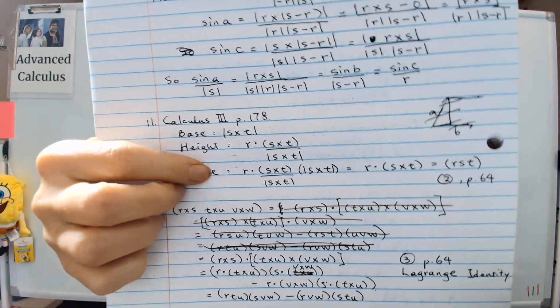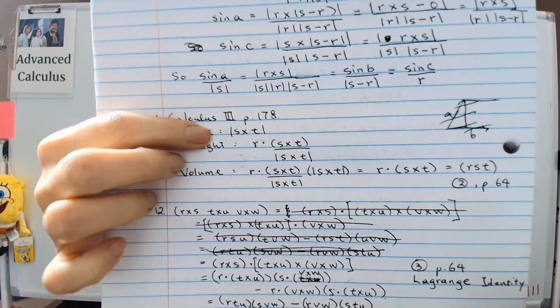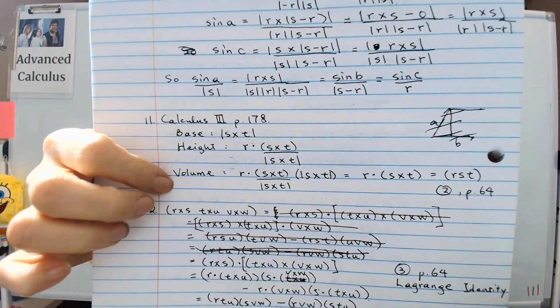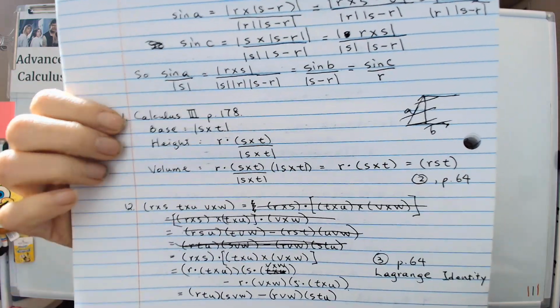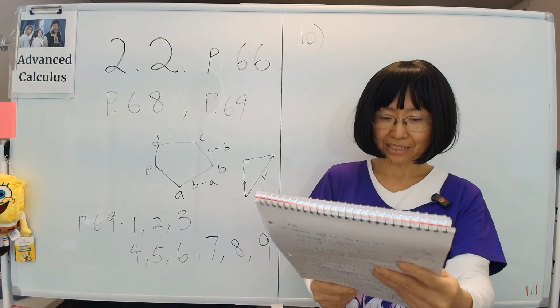Then you notice that the denominator conveniently cancels itself. It becomes r dot s cross t, which is by definition on page 64, [r s t]. All right, that's the determinant, and that's how we calculate it. And so that came out very nicely.